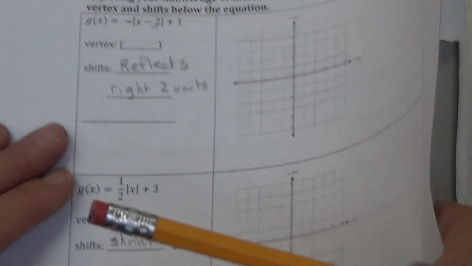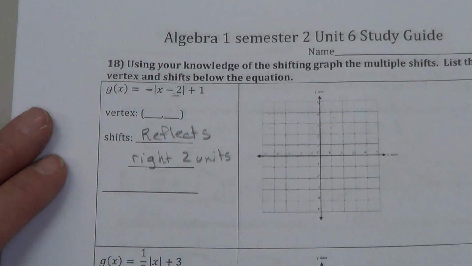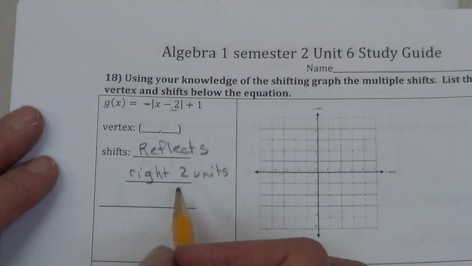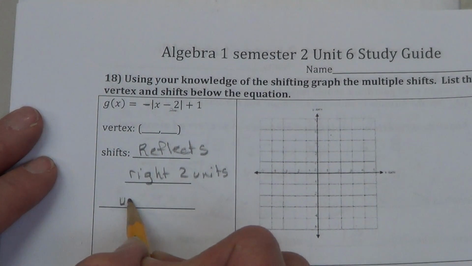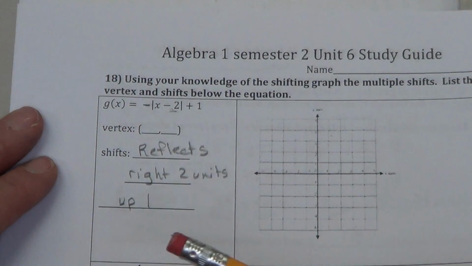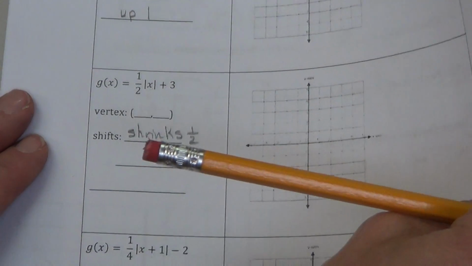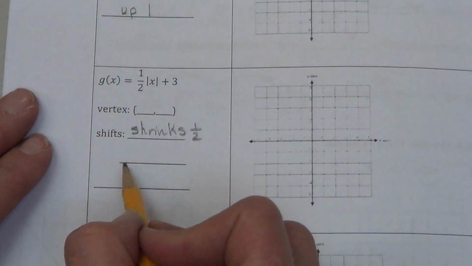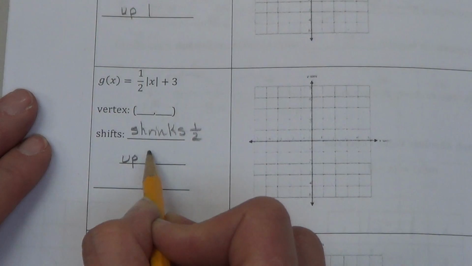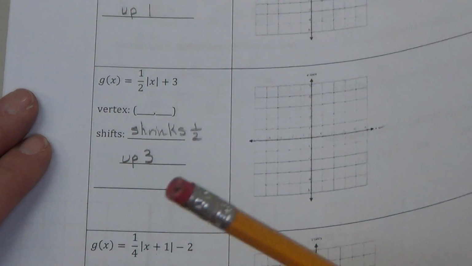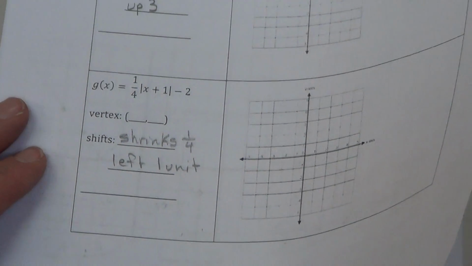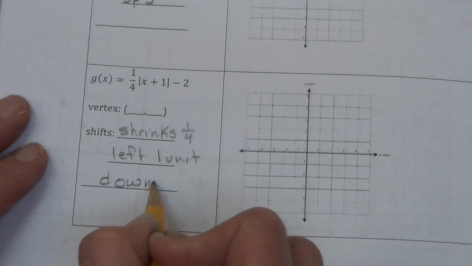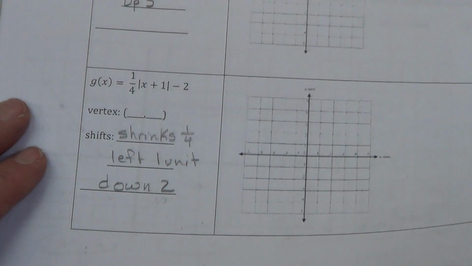Go back up to the top. Our very last number outside the absolutes indicates shifting up or down. We see a +1, so we shift up 1. We see on the next one a +3, so we shift up 3. On the last one, we see that we shift down 2. So all of those have a vertical shift.